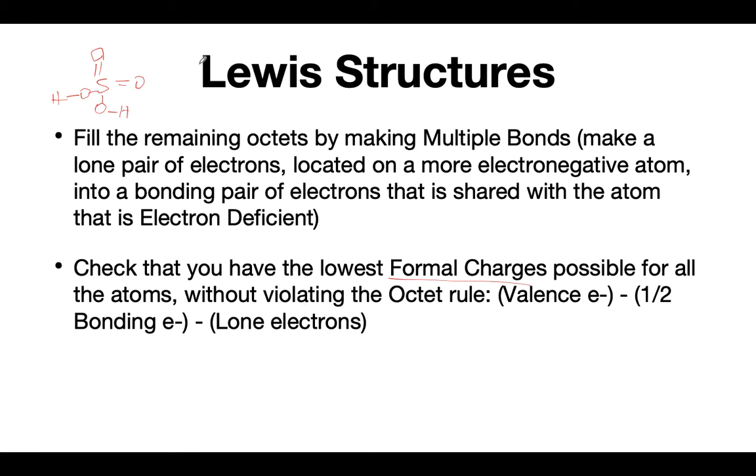Oxygen, that's one. The valence electrons, we know, total 6, right? Minus half of the bonding electrons. The bonding electrons here total 4, right? And then minus the non-bonding electrons. So we have one lone pair and two lone pairs, so that's minus 4. So that equals 0. Check that it is the lowest formal charge possible.